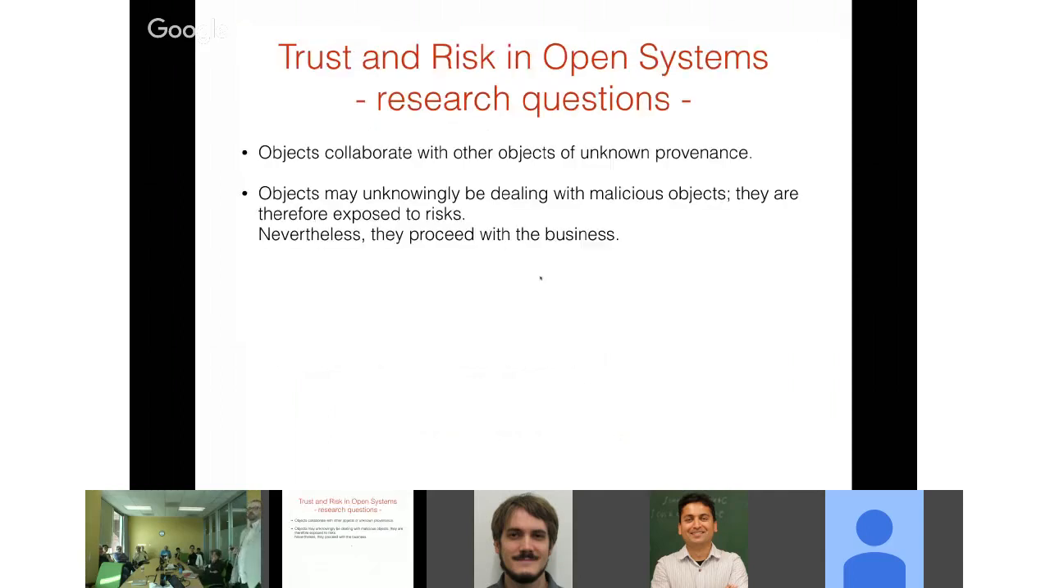So, what research questions are we looking at? These objects do collaborate with other objects of open provenance. If you're lucky, you've thought about this when you're designing your code, and you know that one of the objects, who do I talk to, the camera or the room? I talk to the room. One of the objects is unknown, if you think about it.